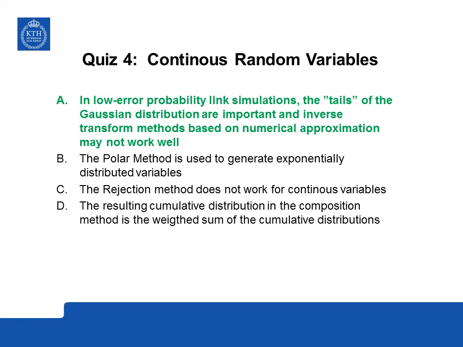The polar methods are used to generate Gaussian variables. The rejection method works fine for continuous variables, and the resulting cumulative distribution function is not the weighted sum of the cumulative distributions, actually the densities, that is the weighted sum of the densities of the component variables. So this completes lecture number 2.